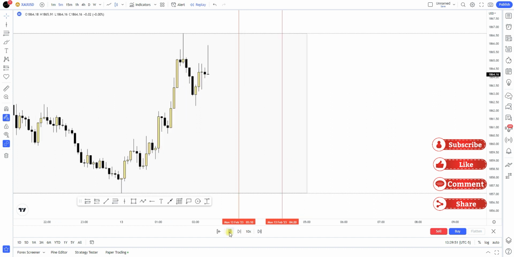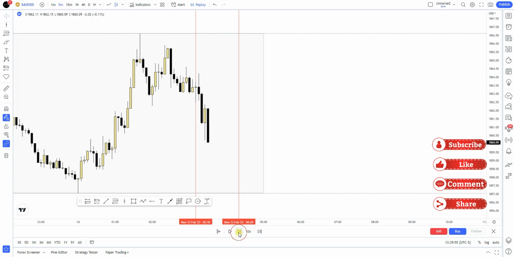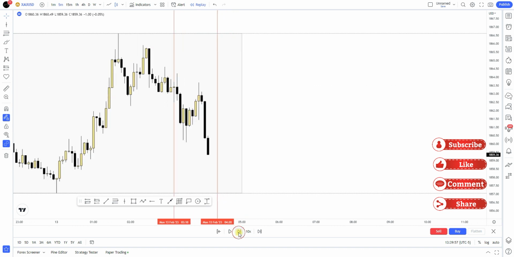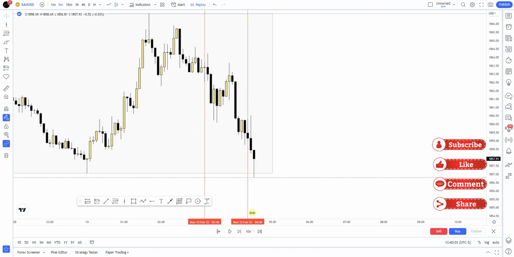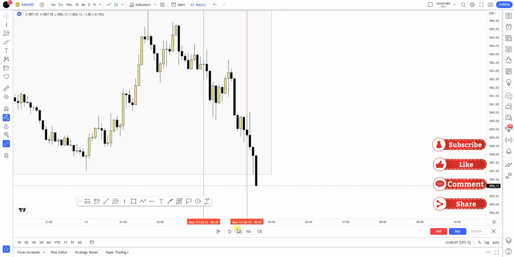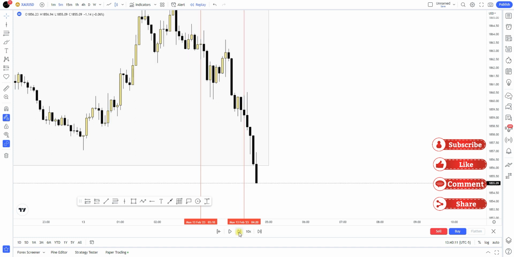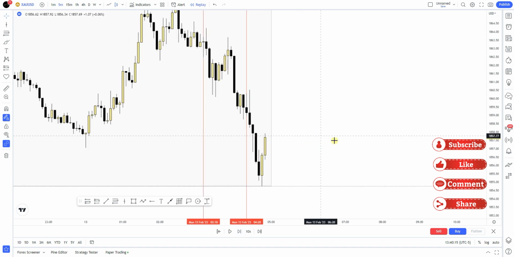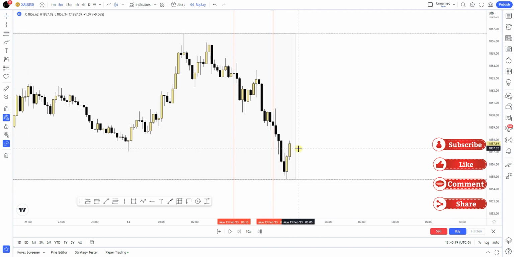So let's do that again. Let's keep hitting play. All right. Let's see what happens. Okay. Once it goes outside of the session, I'm not looking for anything. Okay. So market took out liquidity here. Push to the downside. Keep pushing down. Then, all right. So I don't necessarily want to have anything to do with this.